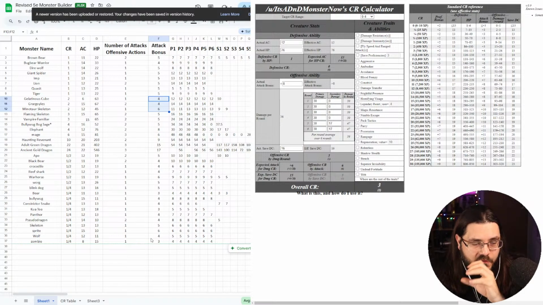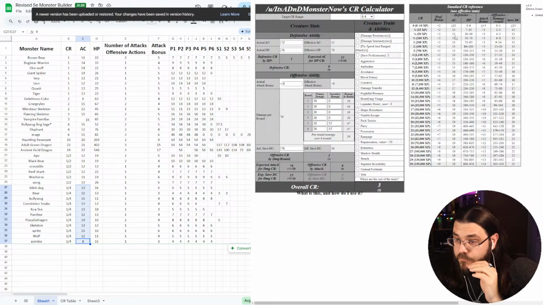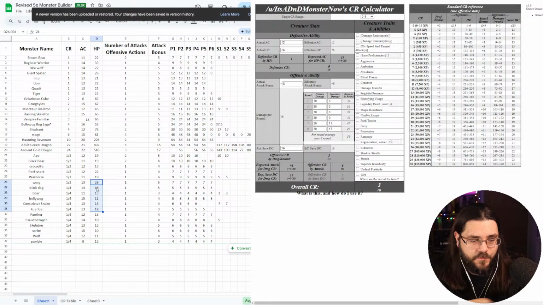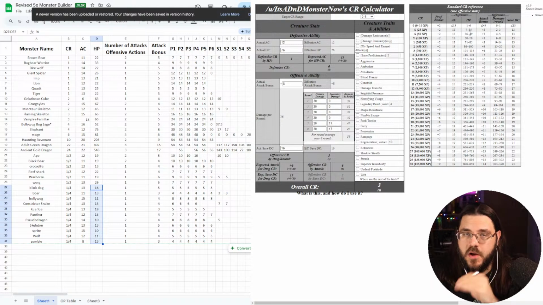But we do have quite a lot of 1/4 ones. So let's have a look at what we've got AC wise here. 12. So a little bit lower AC than 2014. And HP 13. Again, much lower. So at the lower end of the CR, I think that we're going to see a lot lower HP. And I actually think we might see lower HP in general.